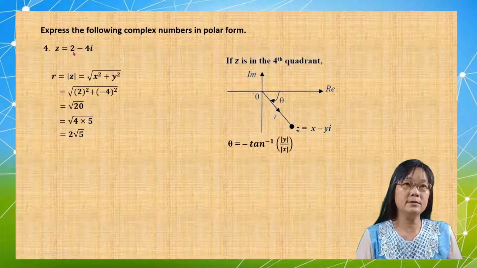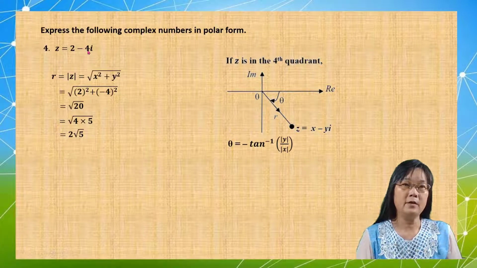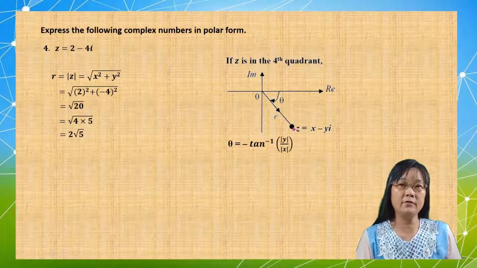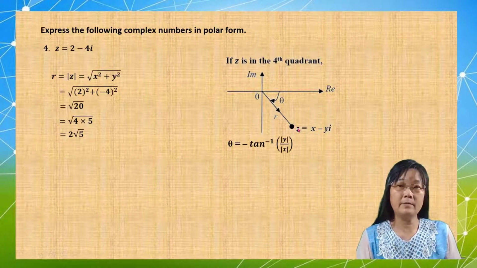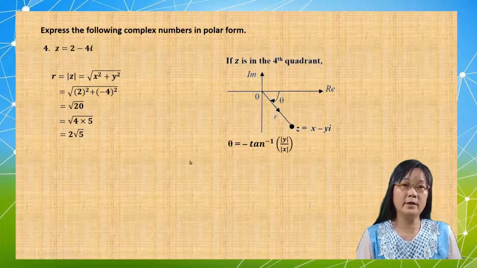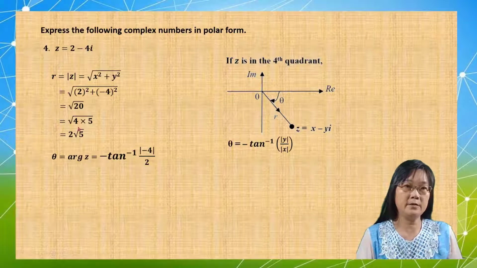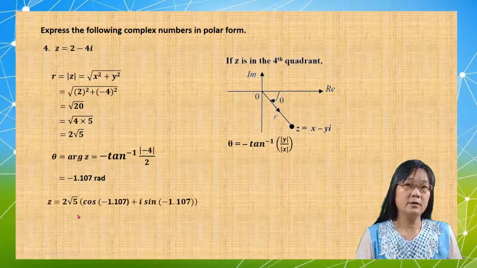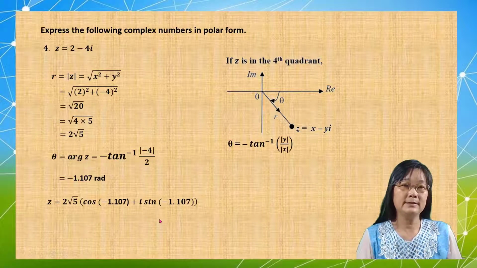Then as for argument, since x is positive, y is negative, the complex number is in the fourth quadrant. So for the complex number in the fourth quadrant, the argument is this angle. This is a negative value, so the argument is negative arctangent y over x. So therefore, the argument for this complex number is negative arctangent, y is negative 4, x is 2. So when I press calculator, it is negative 1.107 radian. So the polar form is this one.